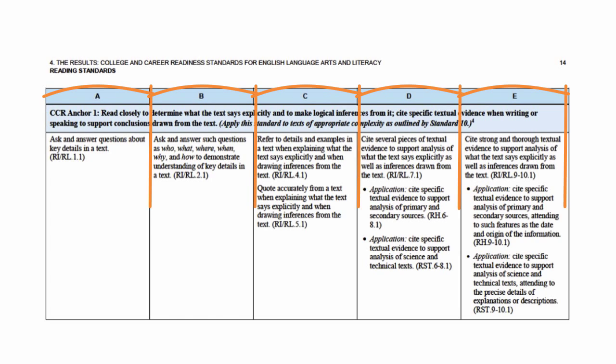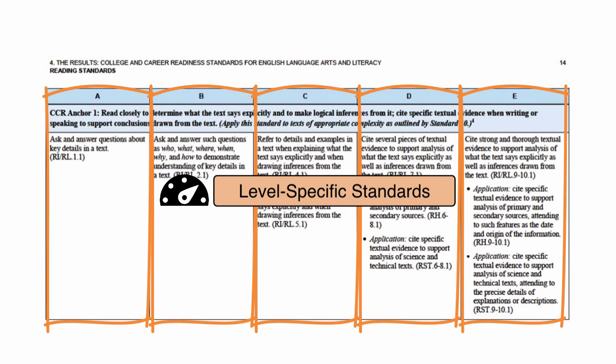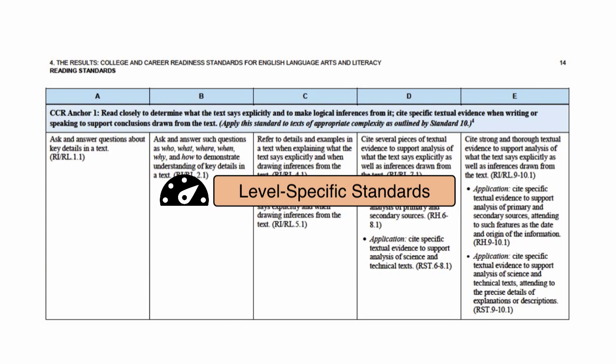You'll also notice there are 5 columns below the anchor standard labeled A through E. These contain the level-specific standards, with A through E representing 5 performance levels relating to close reading and the citing of text. Keep in mind, the skill grows in complexity from level A, where students should be able to ask and answer questions about key details in a text, to level E, which has students cite strong and thorough textual evidence.